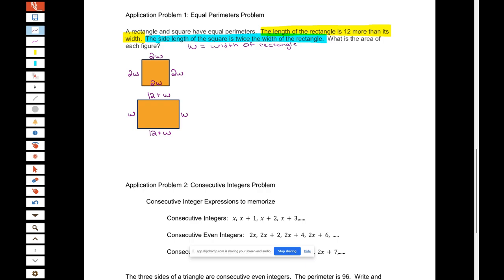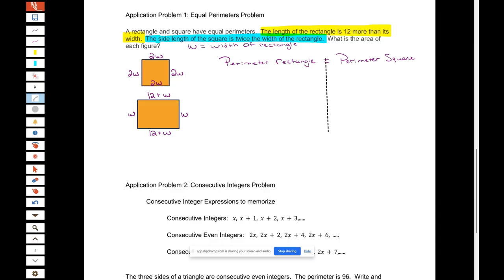Now, if we look back at the first sentence, it said the rectangle and square have equal perimeters. So I'm going to write down the perimeter of the rectangle equals the perimeter of the square. That's my equation I'm going to solve. So I'm going to make my equation wall.